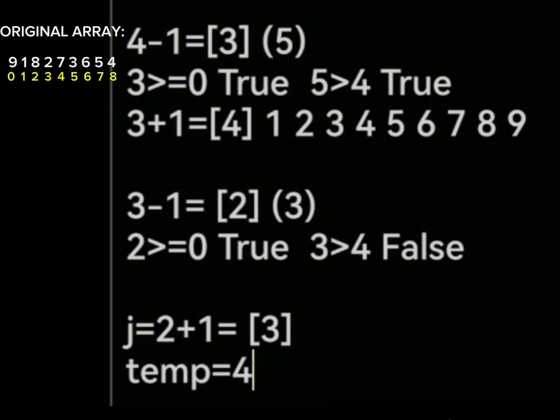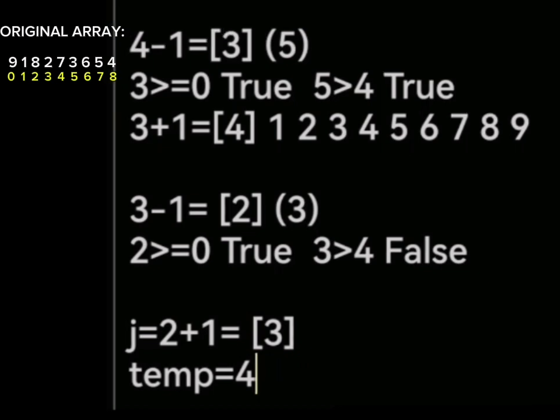So decrement again. 3 minus 1 is 2. So yung value ng ating index 2 ay 3. So 2 greater than or equal to 0 is true. 3 greater than 4 is false. So since false na po ay lalabas na po tayo or i-exit na po tayo sa ating while loop. So j is equals to 2 plus 1 is equals to 3. Index 3. So yung temp value natin ay 4. So ibig sabihin yung ating temp value ay i-insert po natin doon sa index 3.